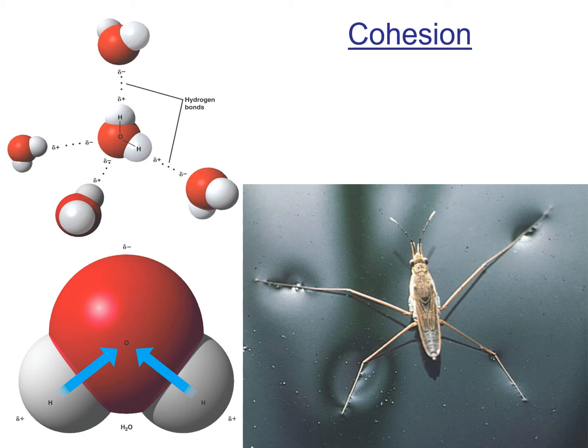The reason this insect doesn't fall in is because those legs are covered in a very waxy substance that's hydrophobic. It doesn't attract the water. If it did attract the water, it would pull them into the water, but that doesn't happen. They can sit on top of the water and they do some really neat things. They're kind of fun to watch.